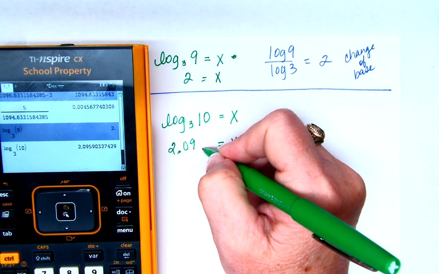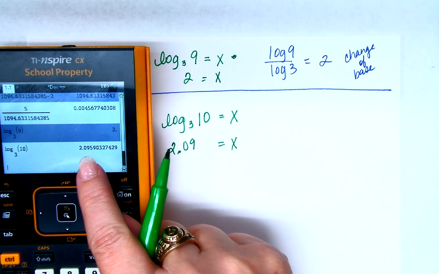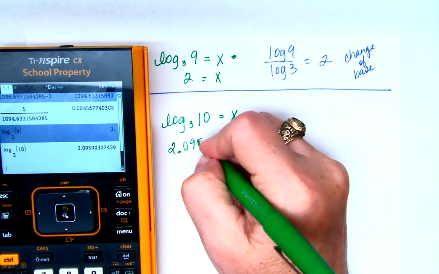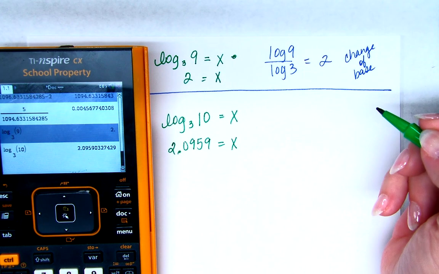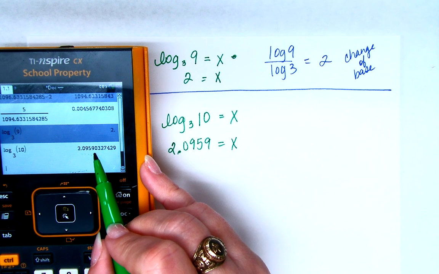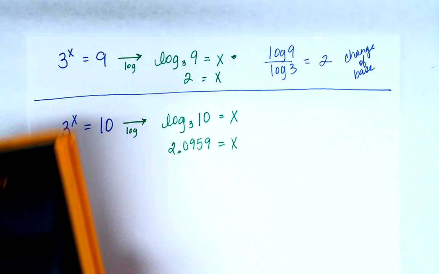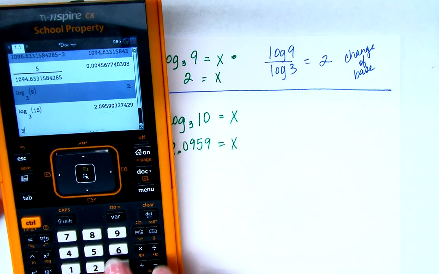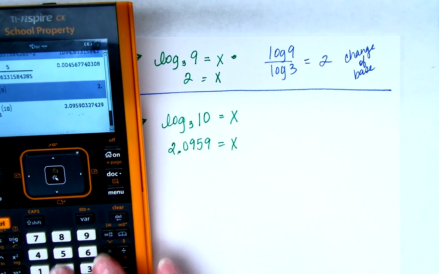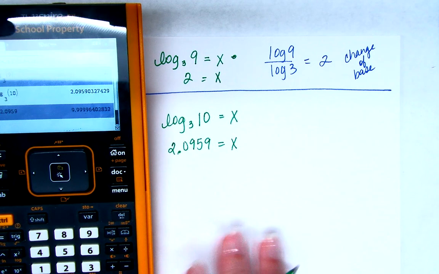2.0959. 1, 2, 3, 4. I look to the next term to see if it rounds, and it doesn't, so that's just my answer, right? All right, 3 raised to the 2.0959. It should be 10.